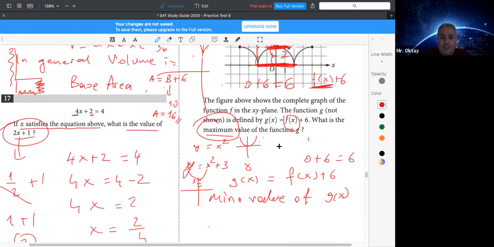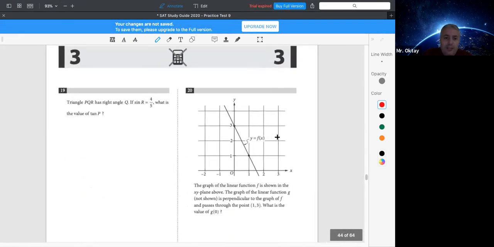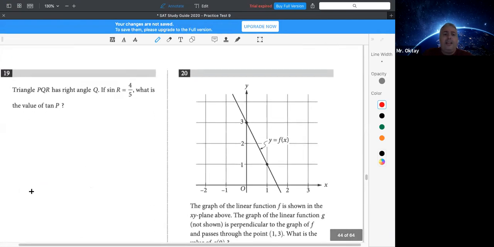Where is it? Now, triangle PQR has right angle Q. Just draw.